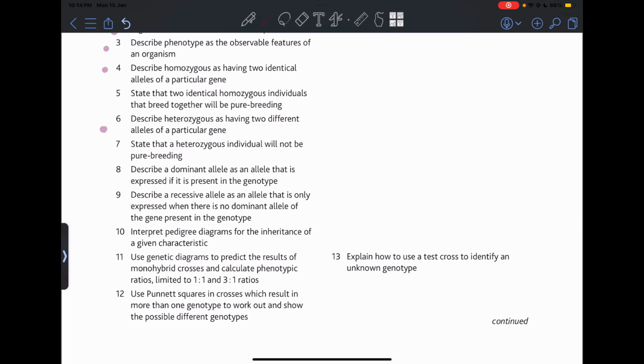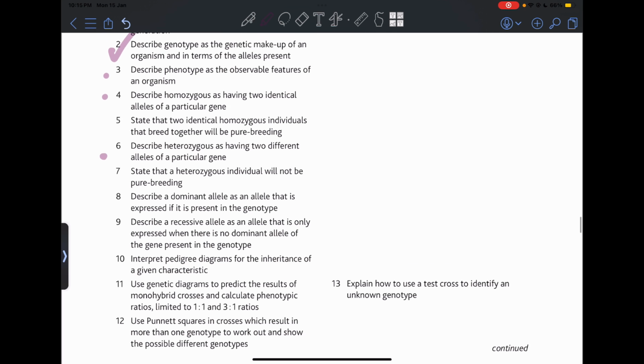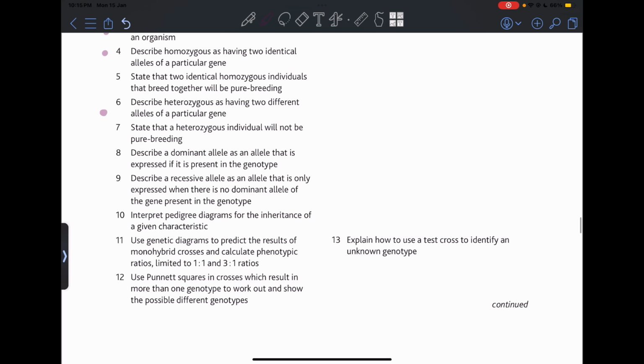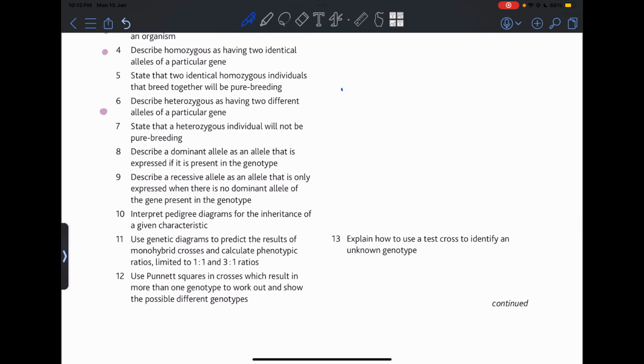Another definition. Describe heterozygous as having 2 different alleles of a particular gene. State that a heterozygous individual will not be pure breeding. Pure breeding is only for homozygous individuals, which means they have the same alleles, for example, H and H capital. This is heterozygous, which means they have different alleles. One is the dominant and one is the recessive.